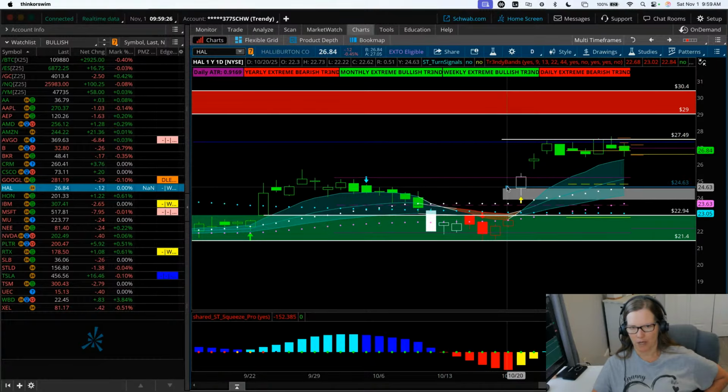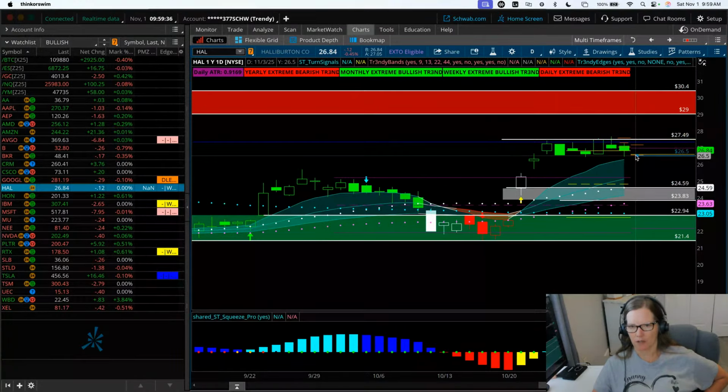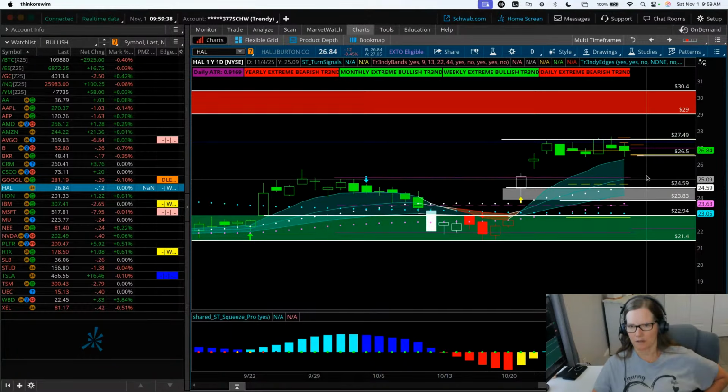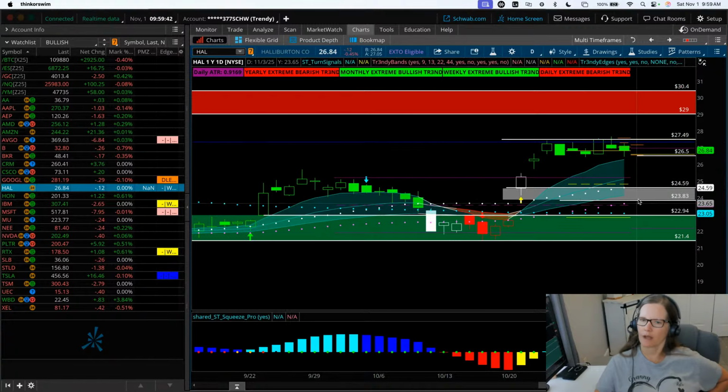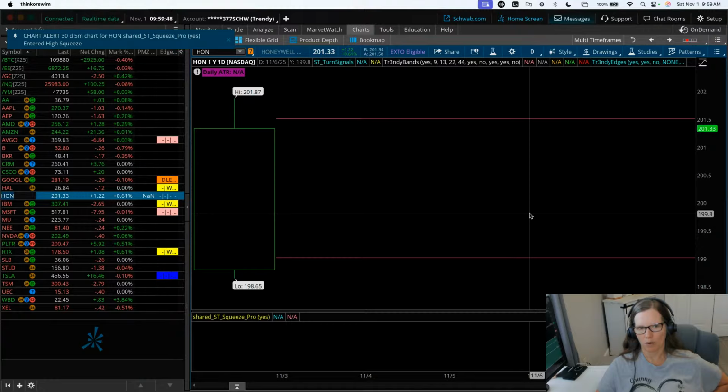So the trade, if you don't wait for the buy zone, would be to go long here. You've got about 70 cents of risk, and then your target is going to be about $2. And there's the targets like that. Okay, so that's Halliburton. Honeywell, this is one I wanted.